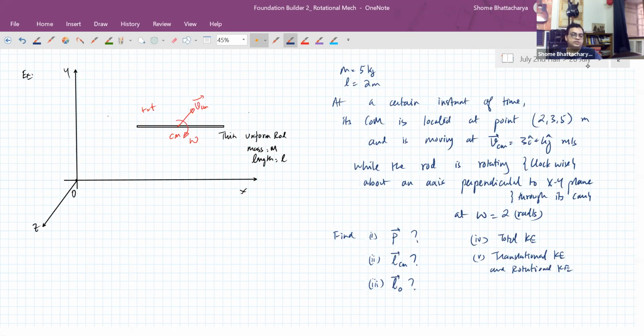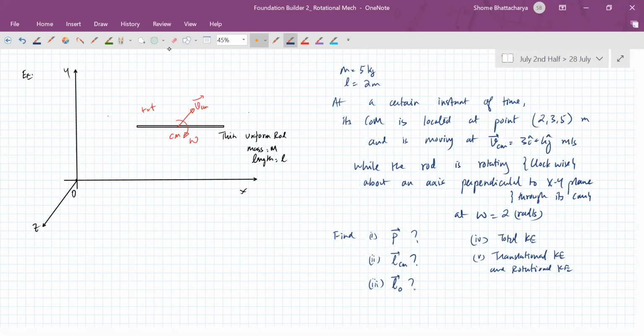So just try out this question. I'll explain all the parts in a minute or two. I'll just start out by listing all the formulae that you will have to use.